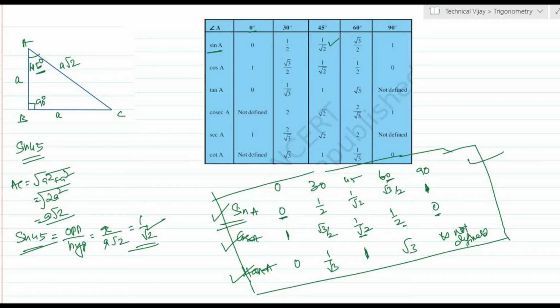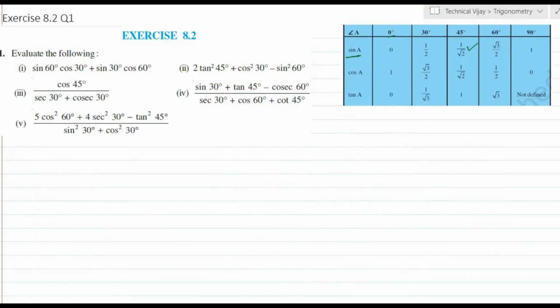Now we will go for solving this exercise so that we can understand better. Exercise 8.2, question number 1. This table I have displayed here is helpful, at least for this exercise 8.2. Afterwards you will be able to remember it and substitute the values of all the angles of sine, cos and tan.